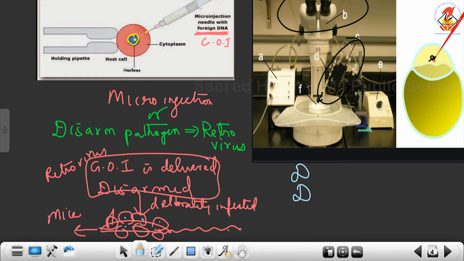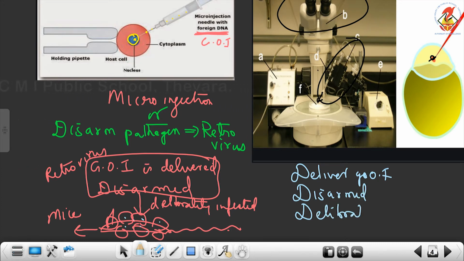As I told you, the first D is deliver the gene of interest. The second D is disarming the pathogen, and last, deliberately invading the host. So remember these D's, and finally our desired gene is also multiplied somewhere inside the tumors.